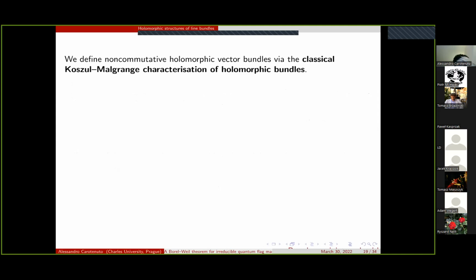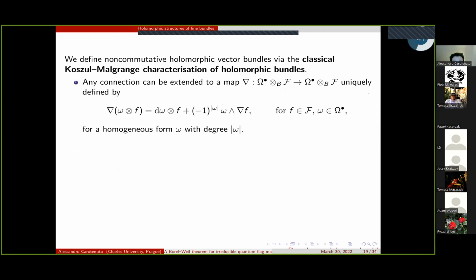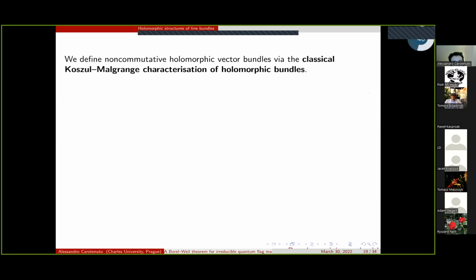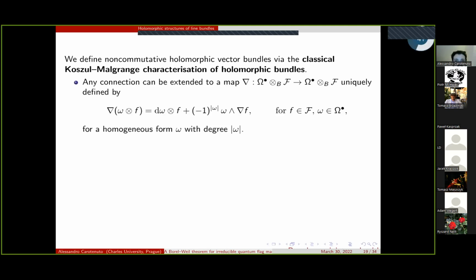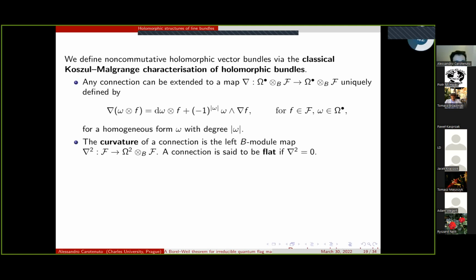Well, now we can define a holomorphic non-commutative vector bundle, which is characterized by the classical Koszul-Malgrange theorem for holomorphic vector bundles. Sorry, what I wanted to say is that we will look at a pair given by a vector bundle and a holomorphic connection as a holomorphic vector bundle.